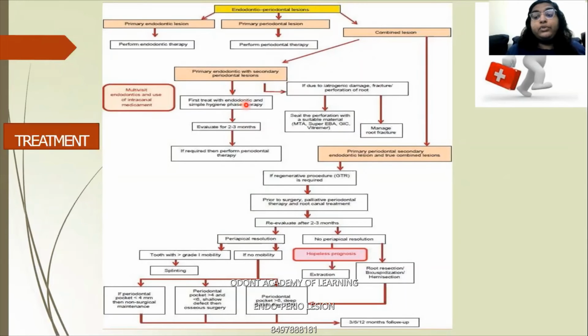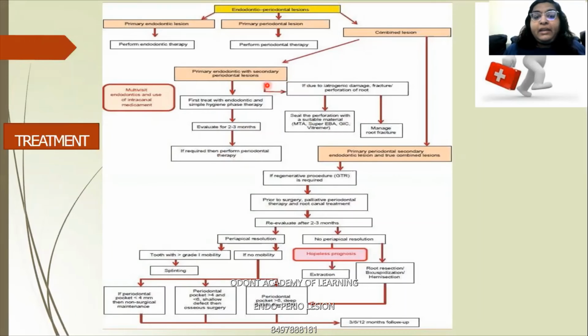So in the case of primary endo with secondary perio, the first thing we do is treat with endo. So the first treatment to be done is RCT or root canal therapy, and then simple hygiene phase therapy, that is oral hygiene maintenance. Then you evaluate again after 2 to 3 months, and if required, that means if the lesion has not resolved by then, we perform periodontal therapy, that is pocket therapy.